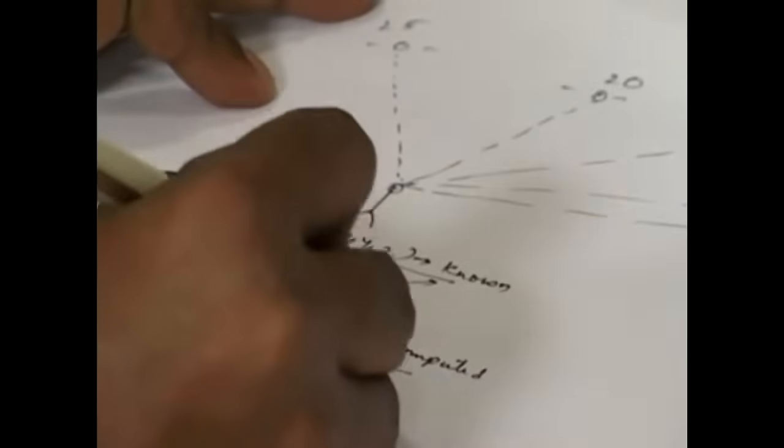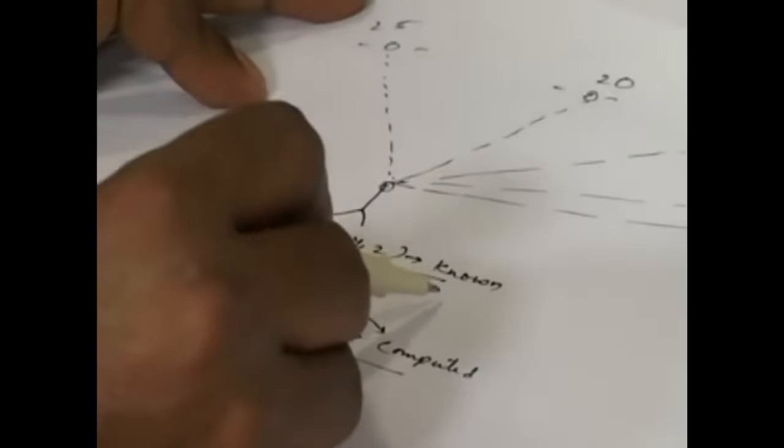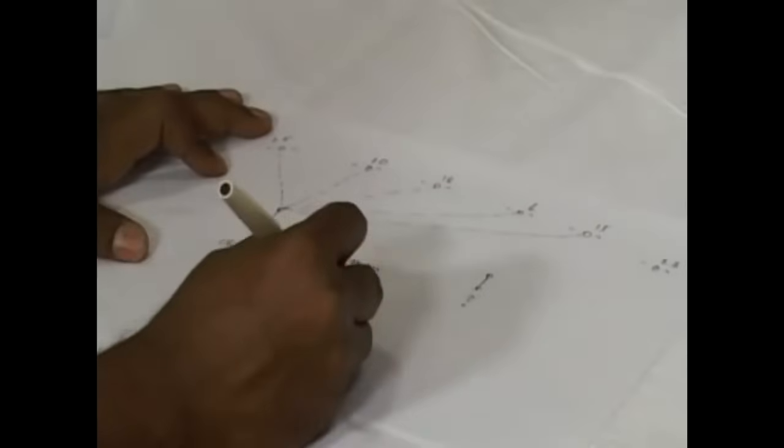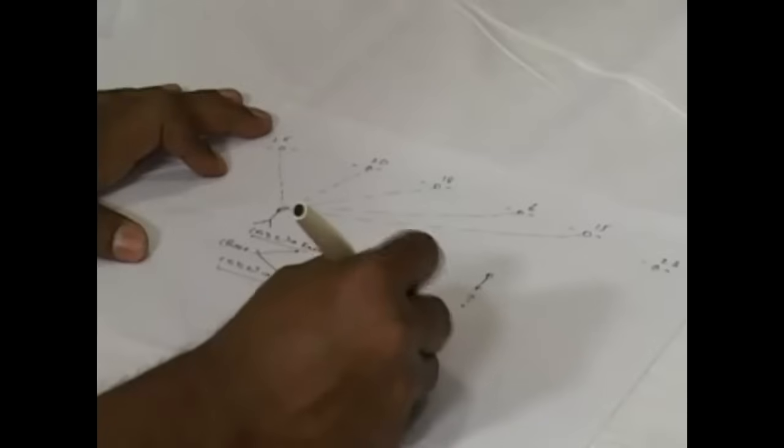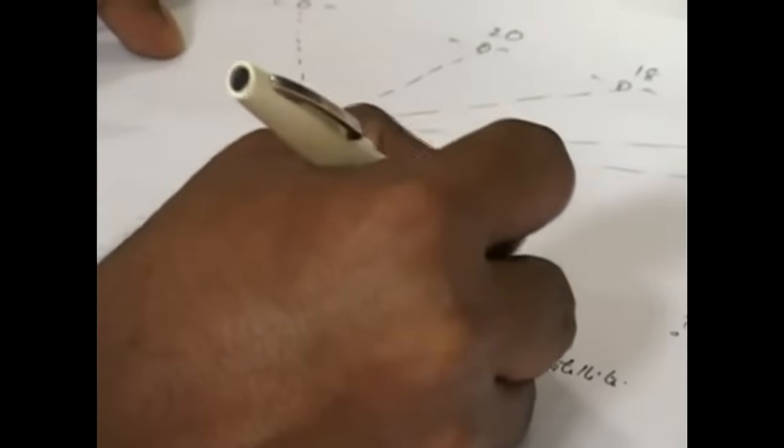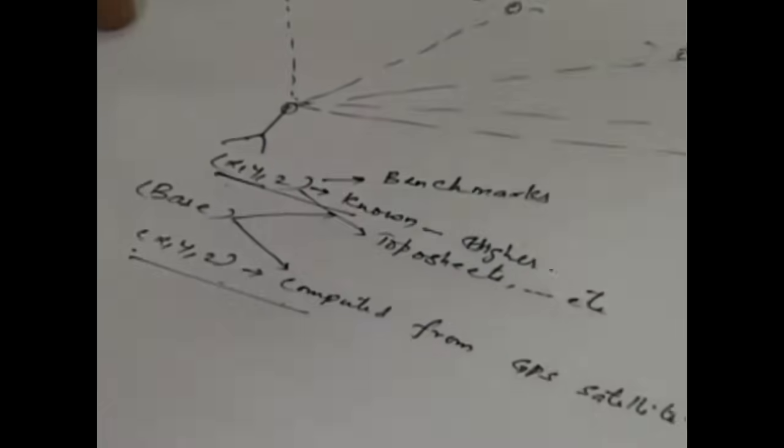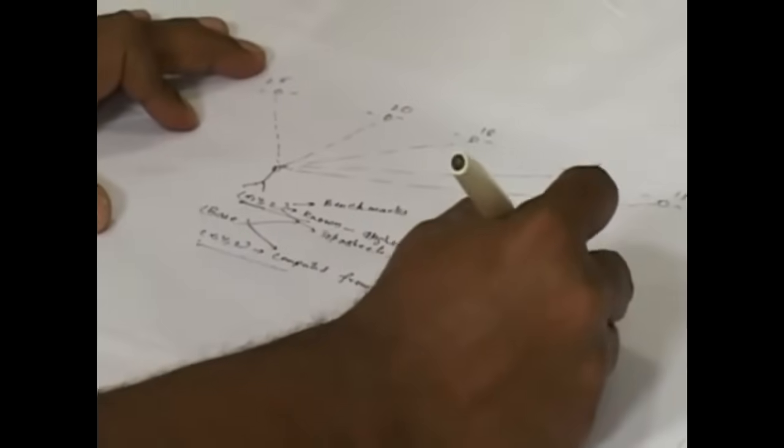Now at the base you have 2 coordinates for the same point, right? One coordinate which was known earlier with higher accuracies. These coordinates you can get from benchmarks, or from the topo sheets, etc. Now this is the XYZ of the same point, but computed from GPS satellites. Similarly at the rover end, the rover also tracks the satellites.